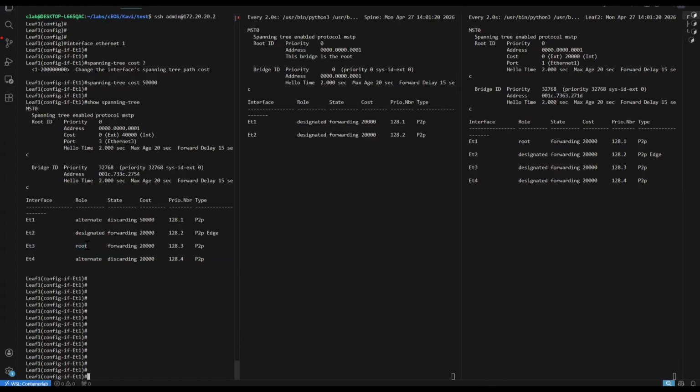Right now ET3 on leaf 1 is connected to ET3 on leaf 2. ET4 on leaf 1 is connected to Ethernet 4 on leaf 2. Let's focus on leaf 2. If you compare the priority, let's only look at the priority. The priority is 128 plus the interface ID. So ET3 will be 128.3 and ET4 128.4. That 128 value is the default. So ET3 has a lower port ID than ET4. So what is happening right now is, let me go back to the topology.